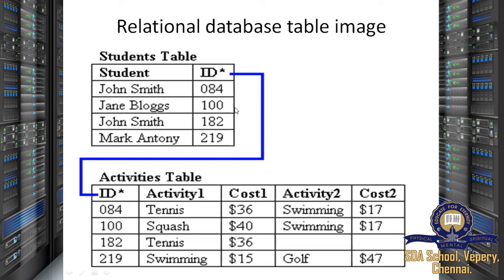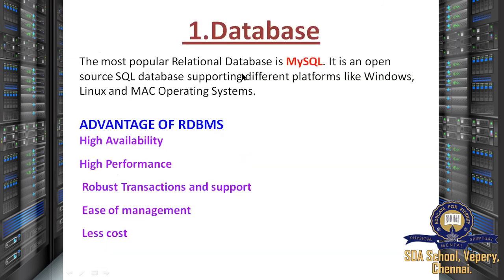Clear? So a relational database is able to make a relationship from one table to another table. Why? Because they have a common field. Through that common field, the relationship is made. One of the popular relational databases is MySQL. Why? It is open source and available in the market. One more thing, MySQL can support any platform. We can use MySQL on Windows, Linux or Mac operating systems.